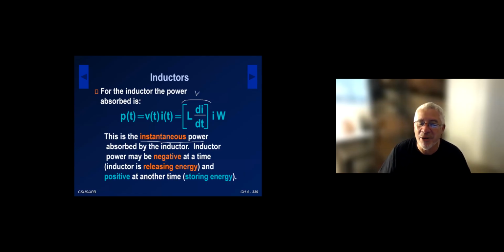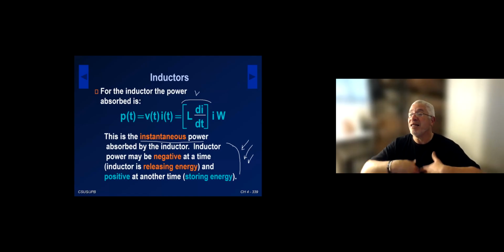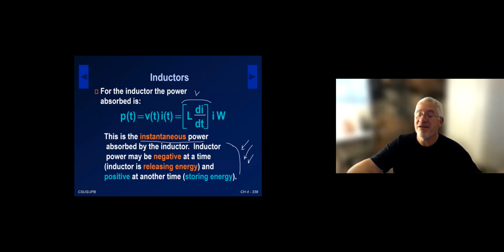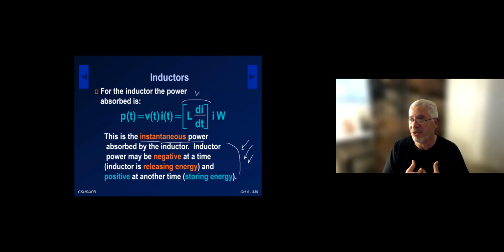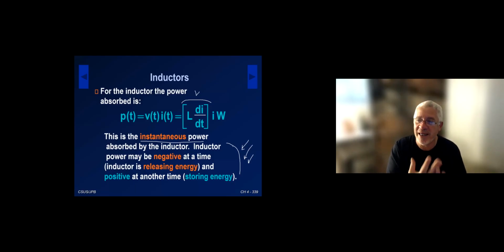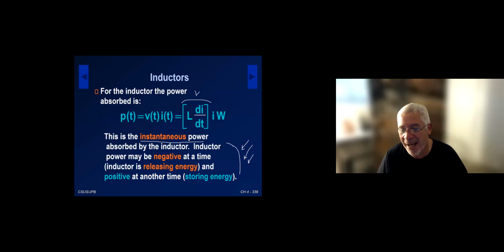What we're going to see here is that the inductor power, this is really new, very new, can be negative. It can be negative when it's releasing energy. In other words, when it's giving off energy, it's going to give you the impression it's behaving like a source, but it's not. It's a passive element. And it can be positive when it's storing energy. So the inductor takes on energy at some point, and releases it later. The power will tell you when it's taking on energy and when it's releasing energy. That's the analogy with the car gas tank.